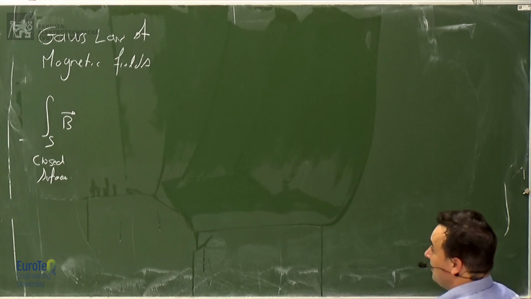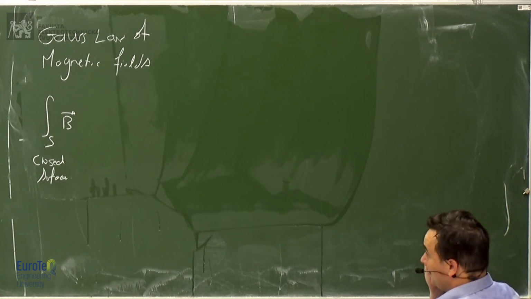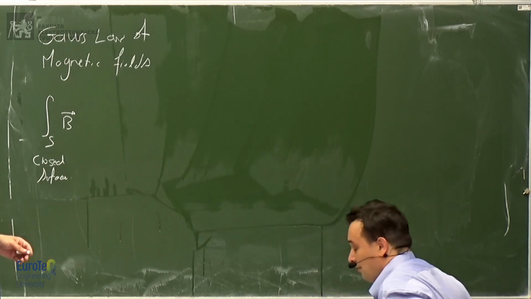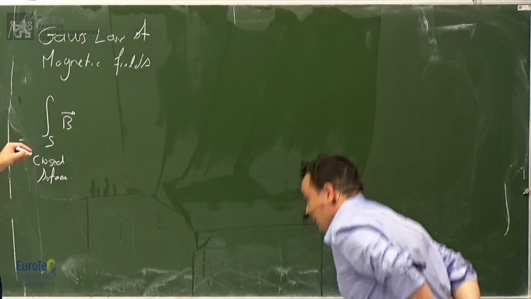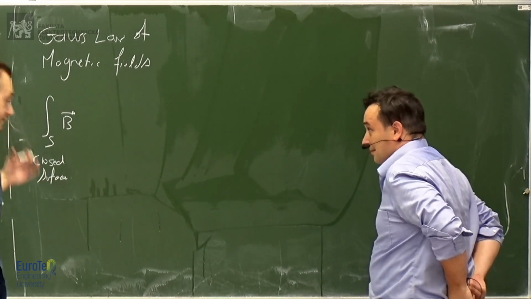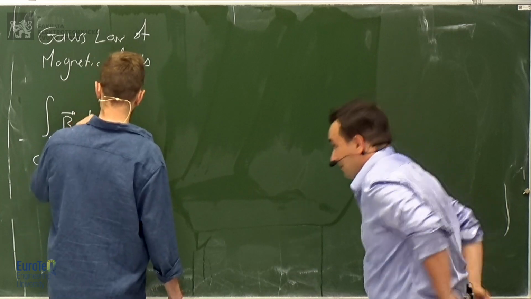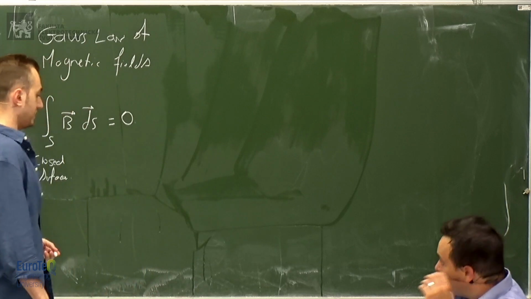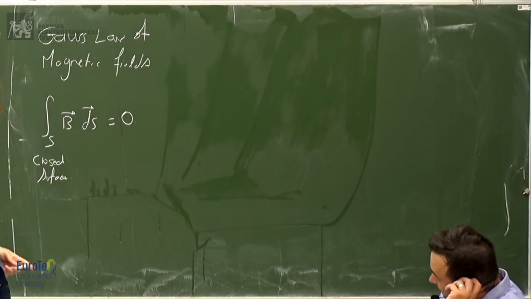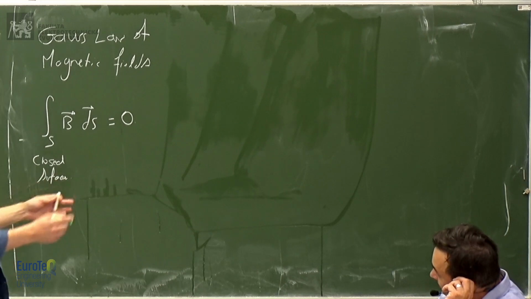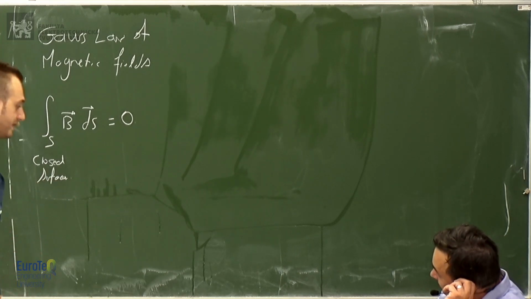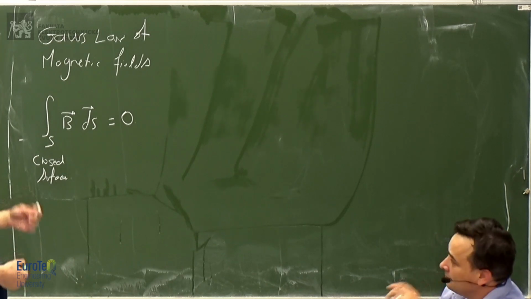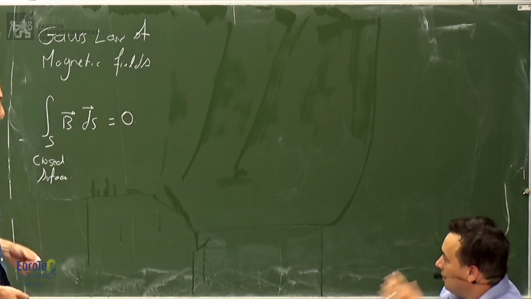Magnetic flux density. Flux is the magnetic field times the surface. The magnetic field flux density with respect to the area ds is equal to 0. What does that mean? Well, that means the amount of magnetic flux entering a surface is equal to the amount of magnetic flux leaving the surface, because there's no such thing as a magnetic monopole. There are only magnetic dipoles.